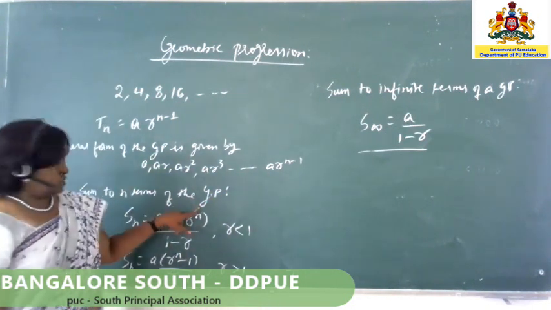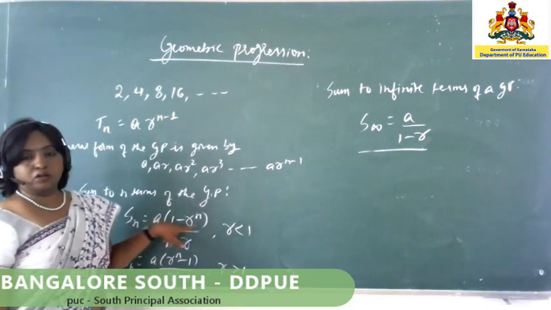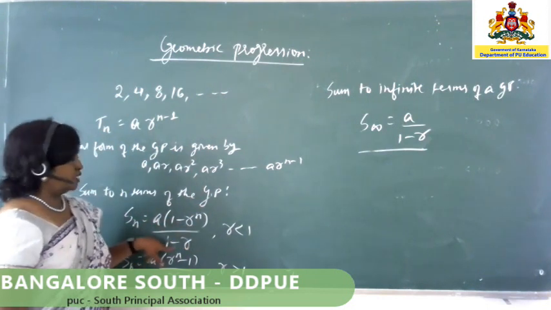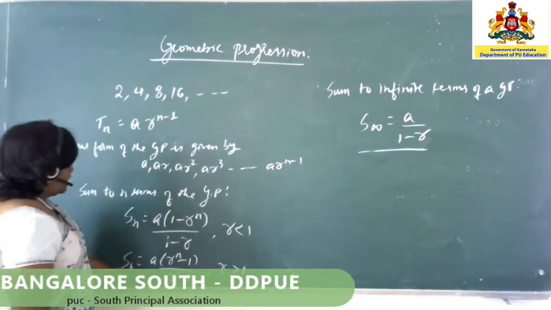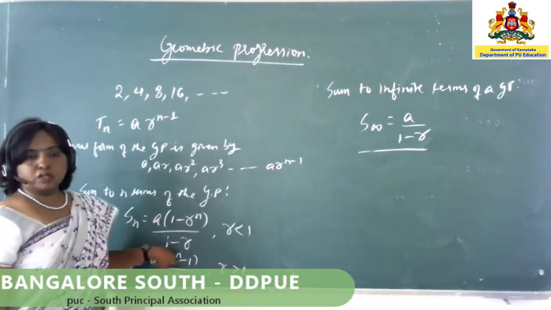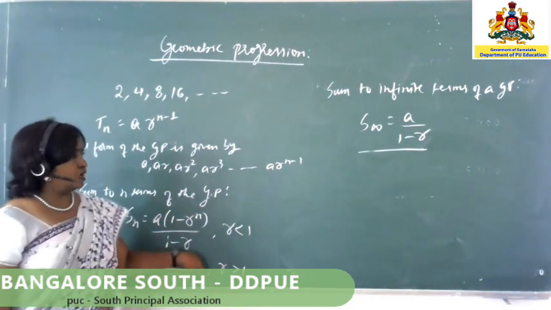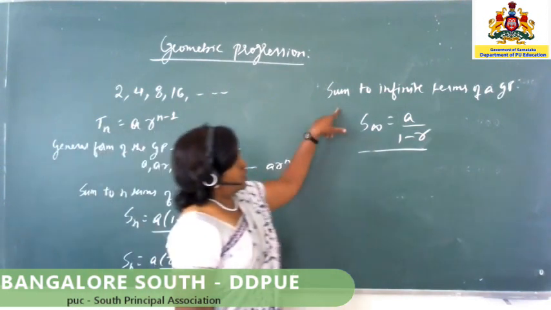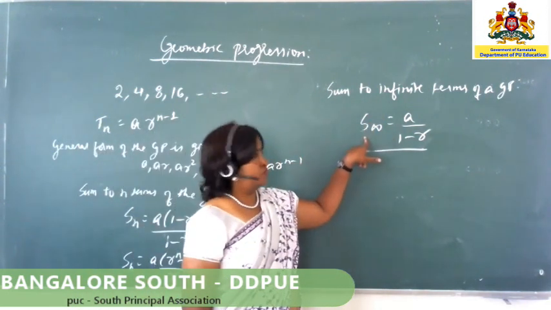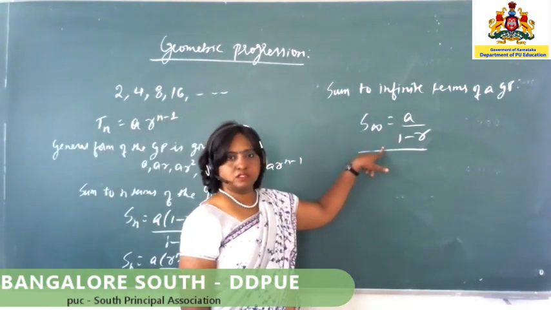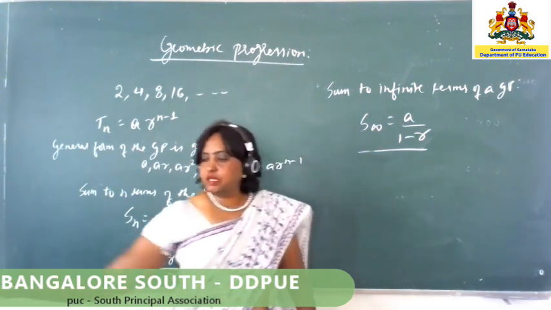Sum to n terms of a GP, that is Sn is equal to a into 1 minus r to the power of n by 1 minus r when r is less than 1. And Sn is equal to a into r to the power of n minus 1 by r minus 1 when r is greater than 1. And sum to infinite terms of a GP is given by S infinity is equal to a by 1 minus r. Yes. Make a note of this.